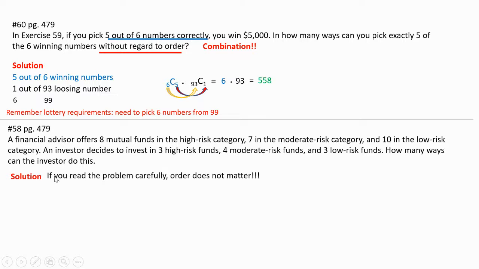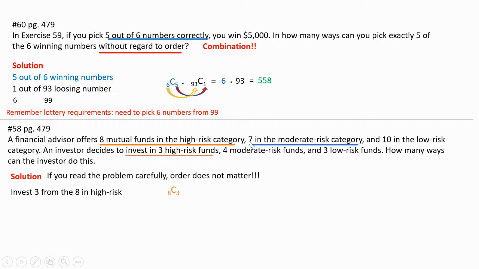Solution. If you read the problem carefully, order does not matter. Because if you have 8 mutual funds at high risk, it doesn't matter which ones they are, right? For example, if one's higher than the other one, it doesn't matter because they're all high risk. So here the order does not matter. So from the 8 high risk funds, I'm going to choose 3. Invest 3 from the 8, which is going to be 8 combination 3.